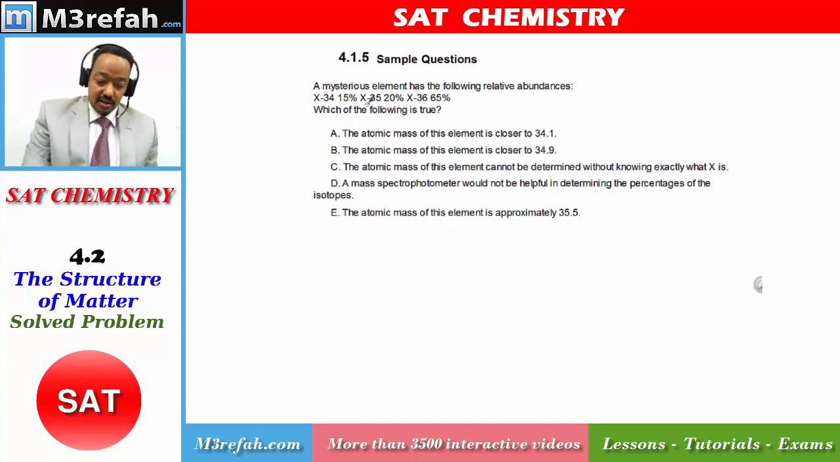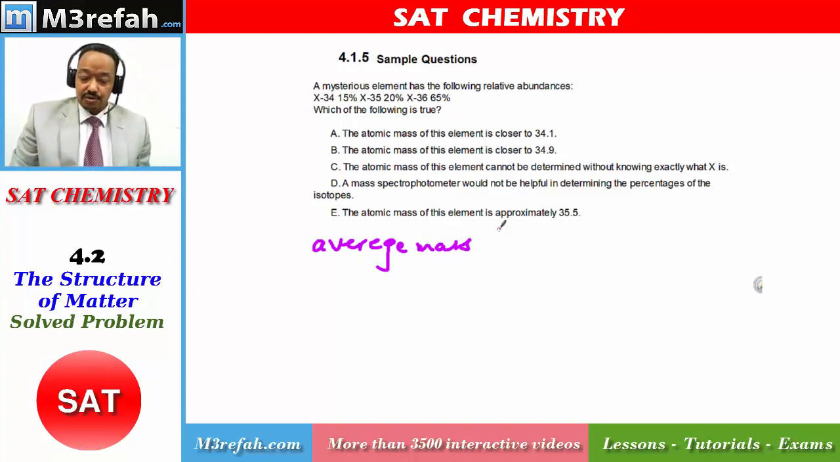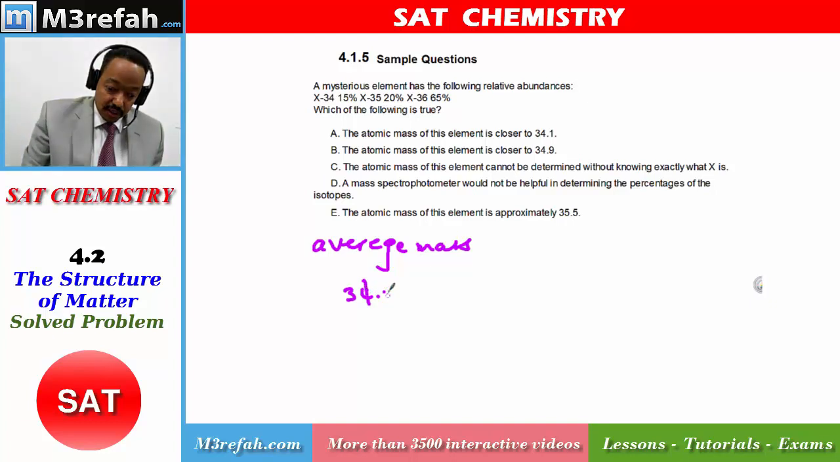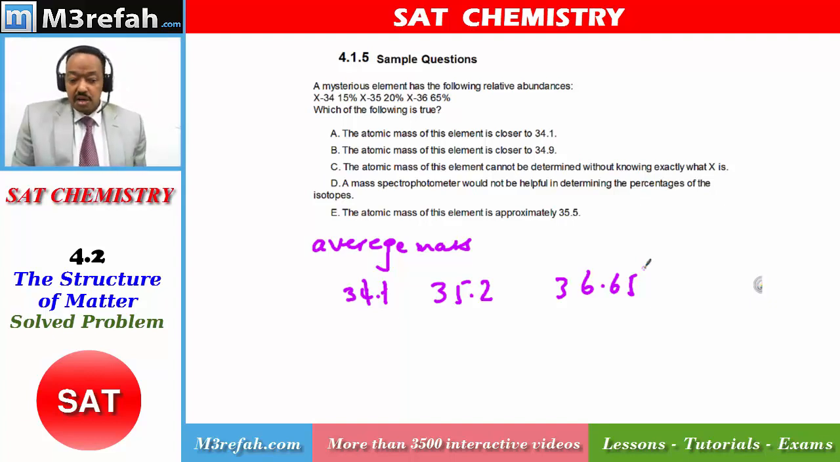We take the average mass. But average mass doesn't mean that you add all three and divide by 3. No. In the case of weighted average, we have to consider what we call relative abundance. And the relative abundances are 34.1%, and the other is 35.2%, and the other is 36.65%. So the atomic mass of their element is closer to 34.1.